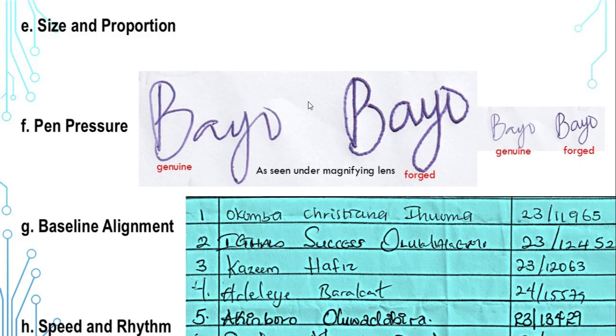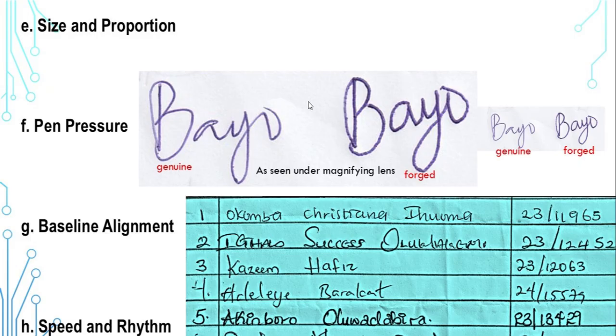Number 5, the lines are thicker. All the lines are thick compared to the following one or the one before it. And you can see her handwriting. This one is more legible. Akinboro Oluwadabira's handwriting is more legible than that of this one because she writes slowly. It's more legible than this one or the other one.